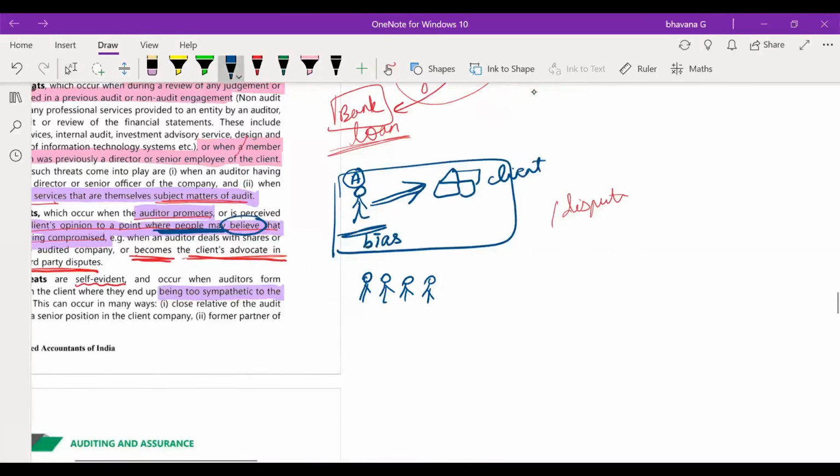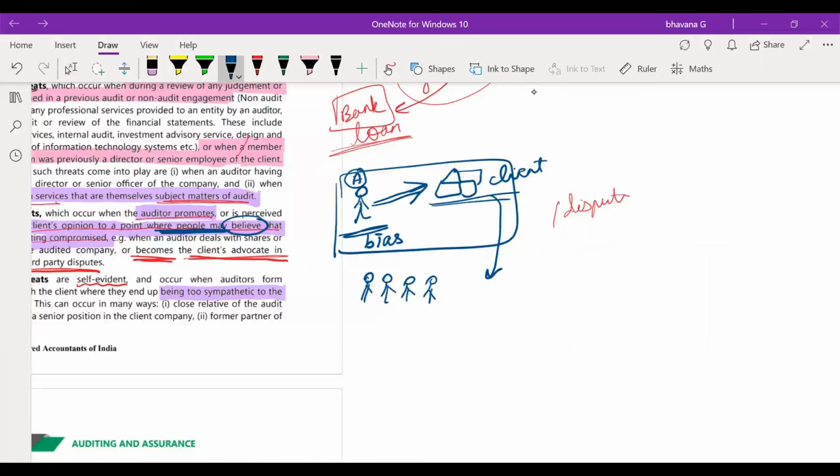See, the client, that is the company, is having some kind of a dispute with the third party. Now as an auditor, you go and do the audit of a firm. When you do the audit of the firm, the client is having some kind of a dispute with the third party.